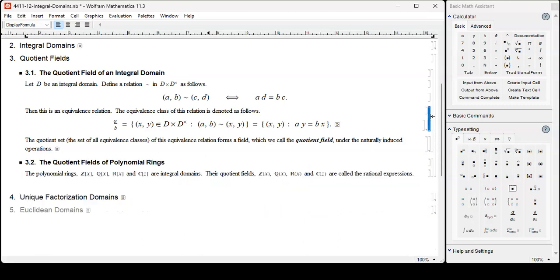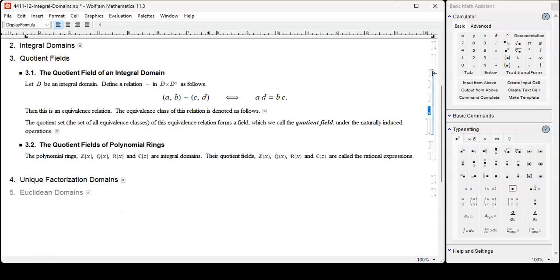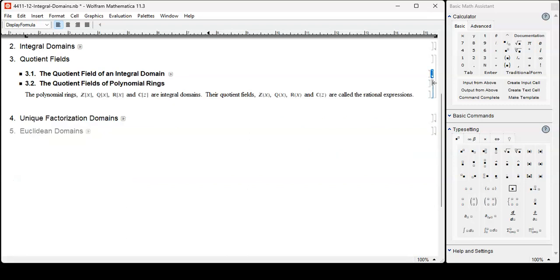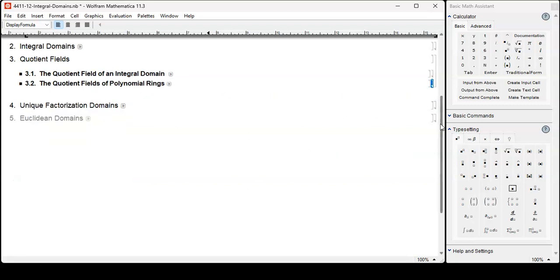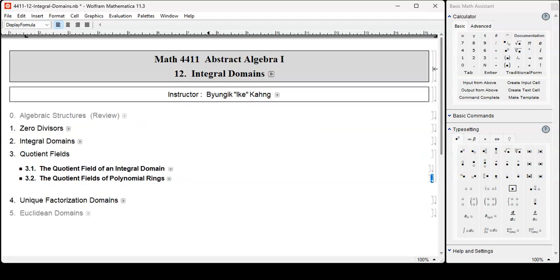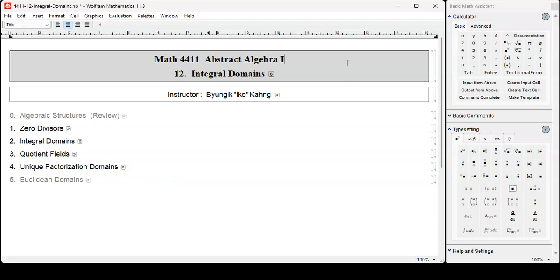Except for all those tedious steps, we did complete everything. Consequently, we ended up with the field of quotients. And for polynomials, basically we ended up constructing rational expressions. Some people call those rational functions. That's okay with me.